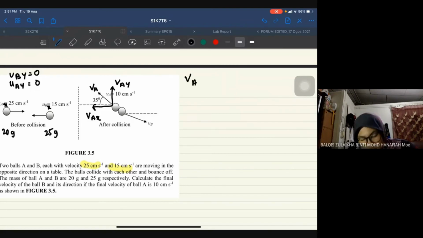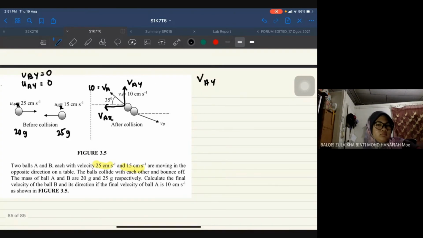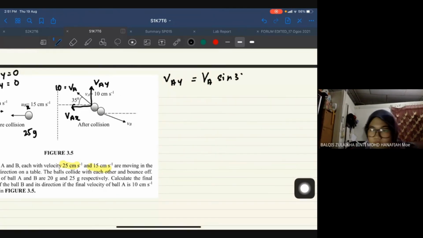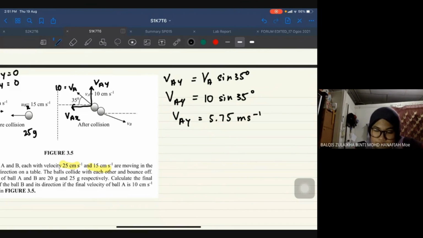So your VAY, since VA is equals to 10, okay, and the angle is 35, you can write this one as VA sin ke cos kalau Y? Sin. Sin 35 degrees, or this one is equals to 10 sin 35. Okay, you can press your calculator straight away. 10 sin 35, I got here is 5.75. Is it positive or negative? Positive. Sebab? Upward. Yes, good.